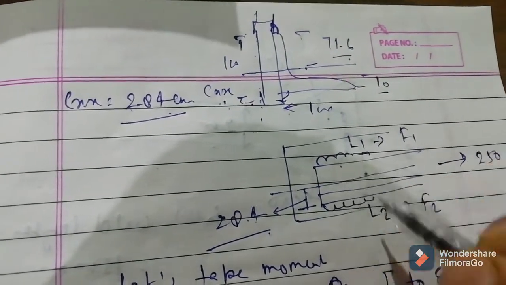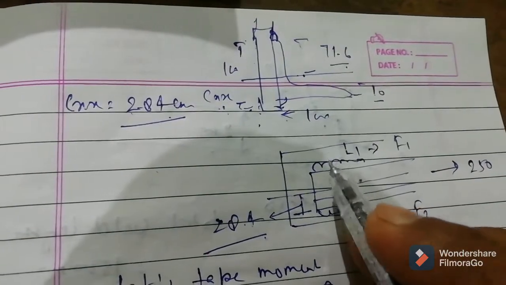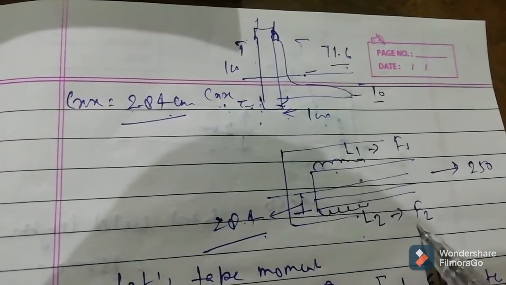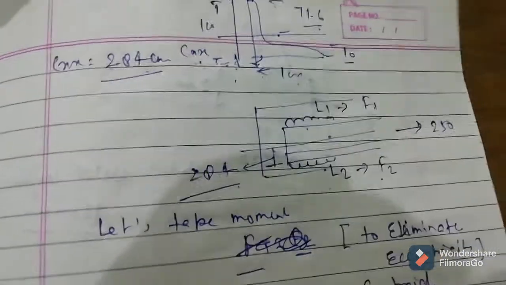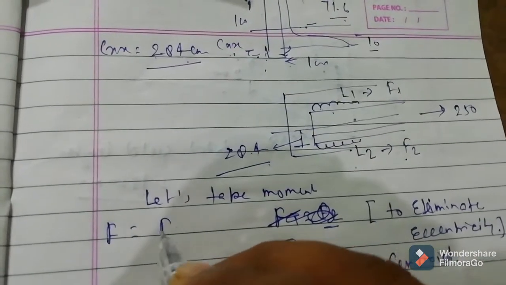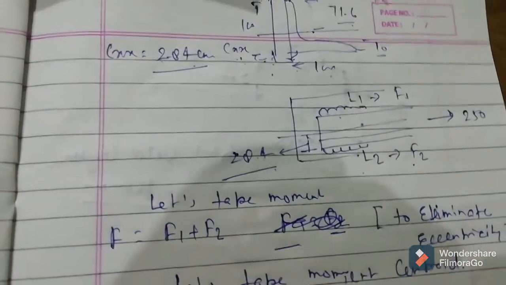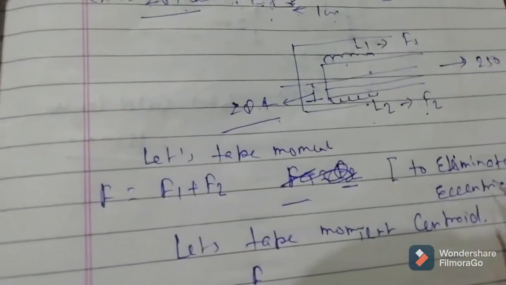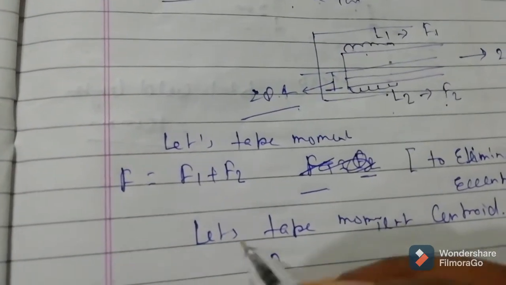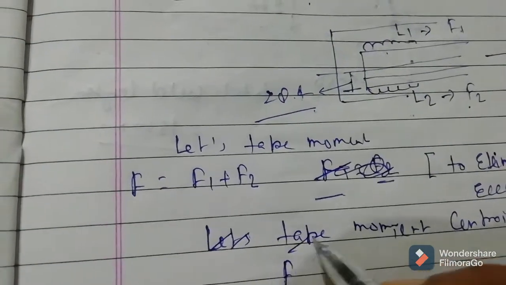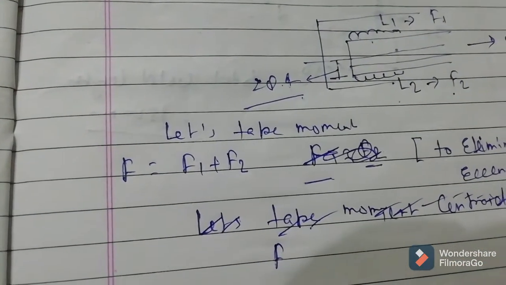Let's provide L1 and L2 as the welding lengths. Due to this, F1 and F2 will be developed. So the total force will be equal to F1 plus F2. Now, to eliminate eccentricity, we are going to design so that eccentricity is not developed.